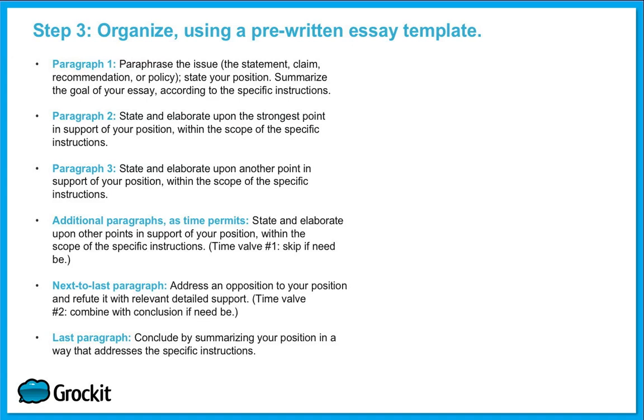And another thing too is we have another time valve in which you can combine the next to last paragraph with the conclusion. You can do that. You could do that every single time if you wanted to, and you'll still be able to get a 4. If you're going for a 6 though, you really do want to go for 5 paragraphs. A 4-paragraph essay can be really strong, and we're not saying that you can't get a 6, but you are going to have trouble getting a 6 with just those 4 paragraphs. 5 paragraphs are that much more compelling, so keep that in mind.